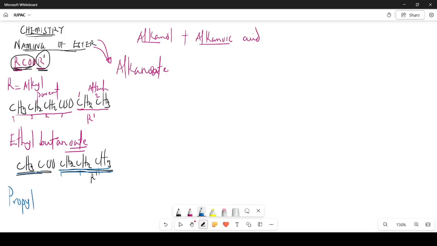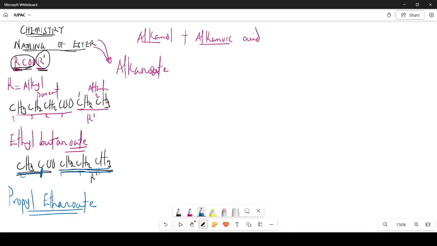The parent chain has how many carbons? This is the first carbon. The functional group carbon is part of the chain. Carbon 1, carbon 2. So this becomes what? Eth. Because everything here is single bonded, it's going to be what? Ethanoate. Do you understand? Why do I say noate? Because of the functional group. So you can see that naming of alkyl alkanoates is quite simple.